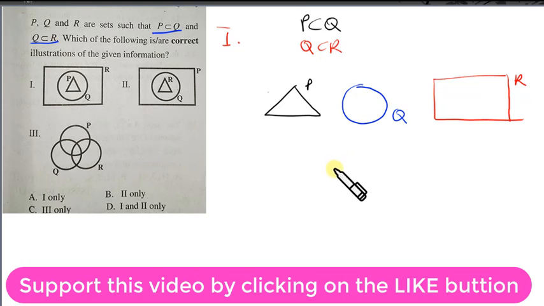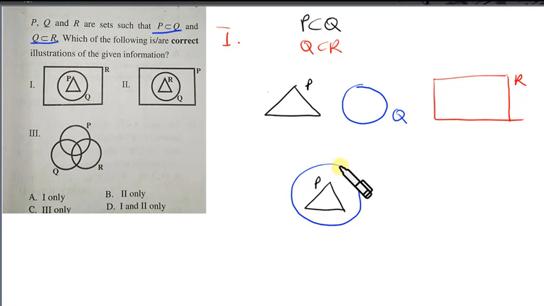So let me put the three together. You can see that we have something like this: a small triangle here, and that is P. Then around this small triangle, we have a circle that goes around it, and that is Q. Now, let me pause here and say something small about this. The fact that the whole of P is within Q means that P is a subset of Q. The prefix sub means something that is under, something like a submarine. So it's a set, but it's a sub.